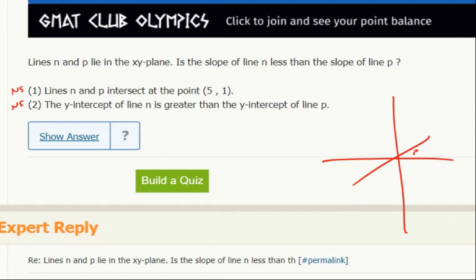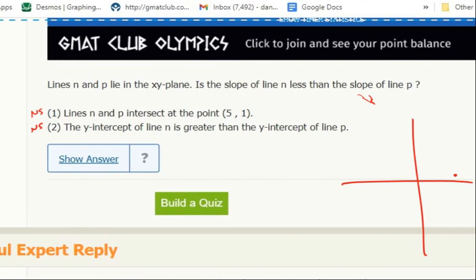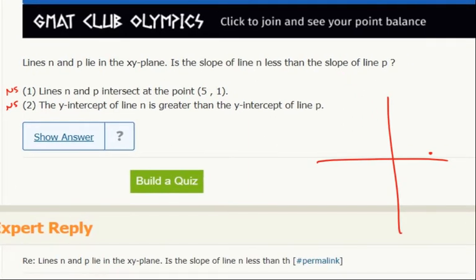And then if I put it together, I know they intersect at this one point, and the y-intercept of N is greater. So again, ask yourself, what if they're positively sloped lines? What if they're negatively sloped lines? If they're positively sloped lines, they're fixed to this point, and N's y-intercept has to be greater than P's. So in that case, P has a greater slope because the y-intercept starts down lower. In this case, P is greater than N.